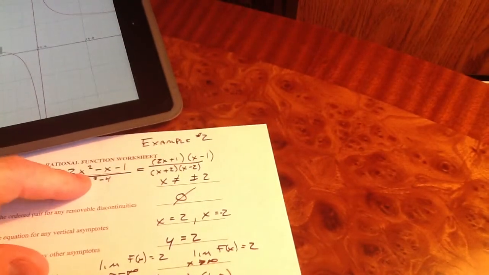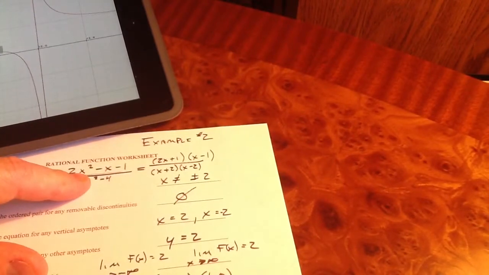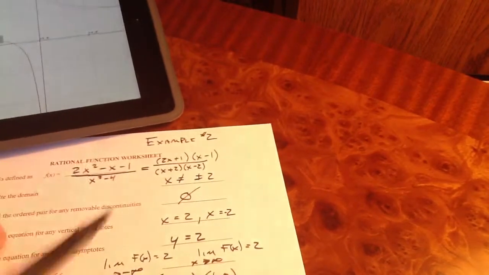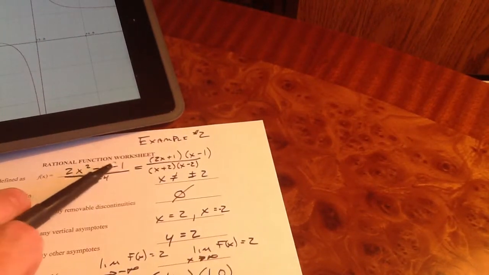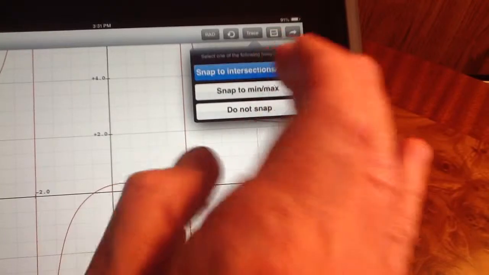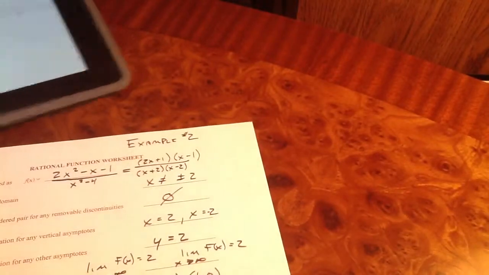Compute the y-intercept. When x is 0, y is 1/4. I just plug 0 in for x. I get negative 1 over negative 4, 1/4. And let's just take a quick peek here and make sure we got this right. Snap to intersections roots. There it is. 0, 1/4. Beauty.